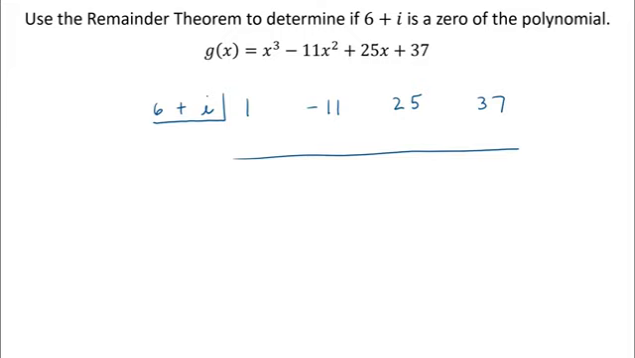So you can see I've set this up to synthetically divide the polynomial by 6 plus i. The first step in synthetic division is to bring down the leading coefficient. In this case, it's 1. Now we're going to multiply 6 plus i, the divisor, by 1. Well, 6 plus i times 1 is just 6 plus i.